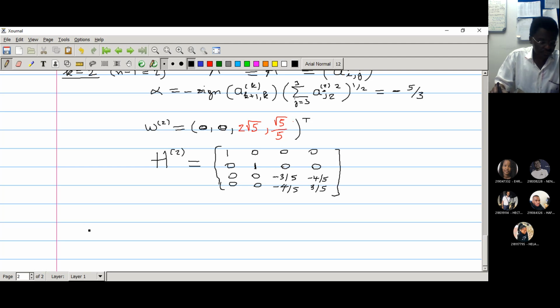Okay, so with this one, we can compute our A3, which is H3 into A2 H3. And the result is the following.